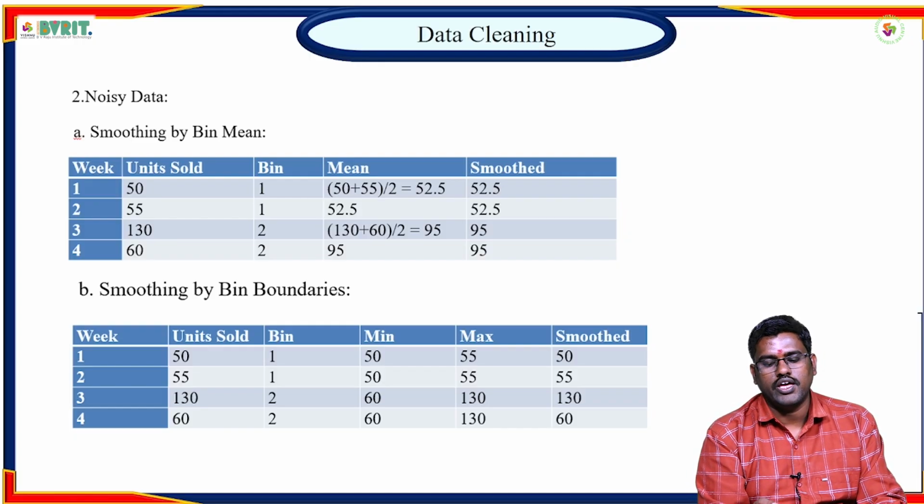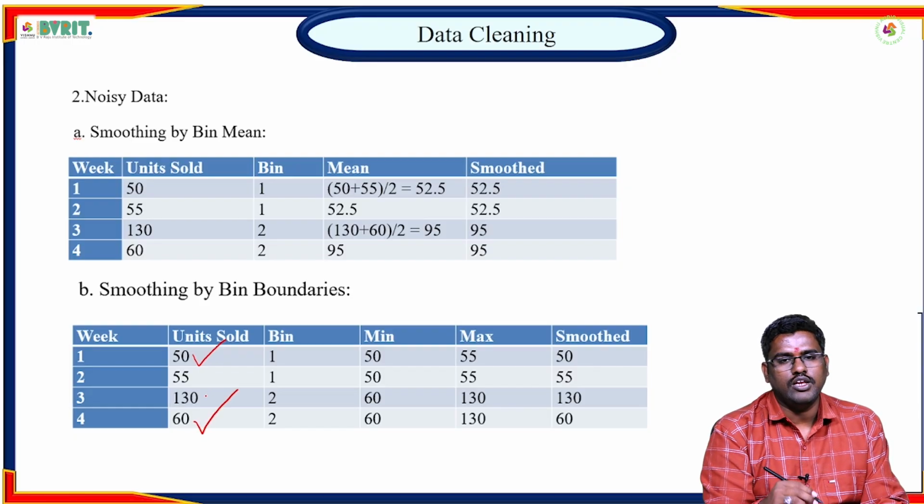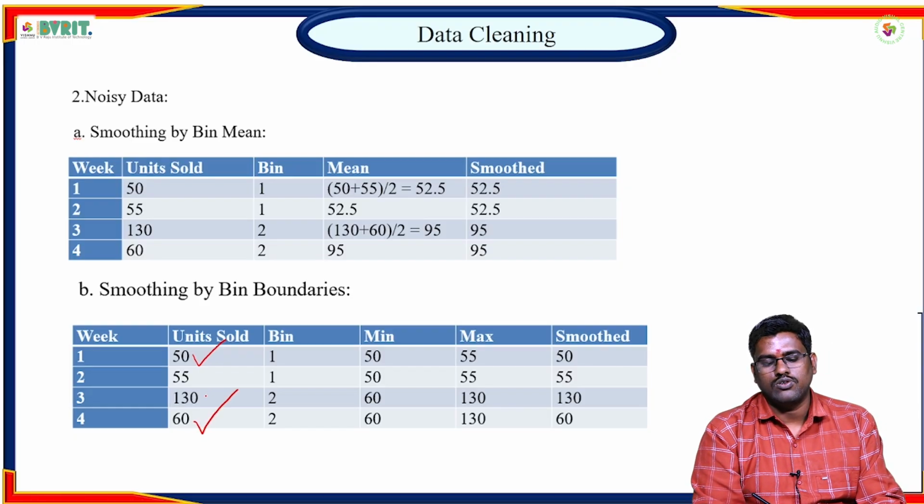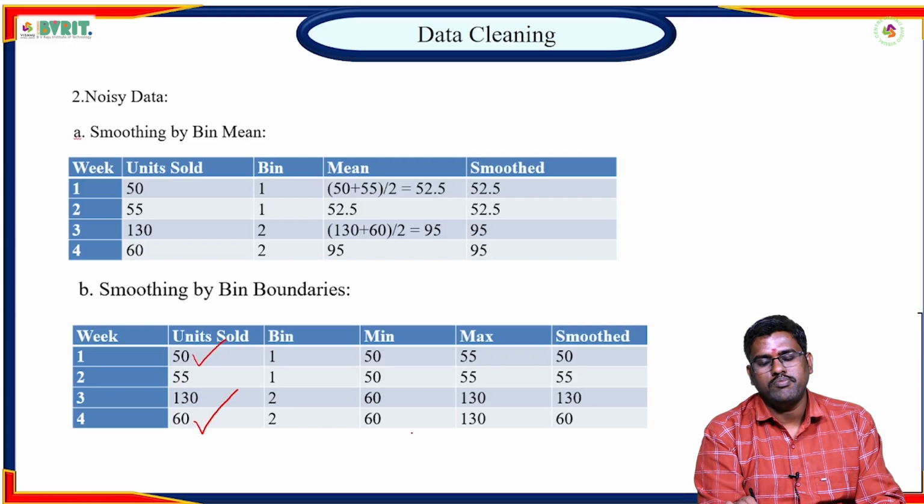When implementing bin boundaries, among all these values the minimum value is 50 and the maximum value is 60. Why? Because this 130 is a noisy value, and we don't want to consider that one. So for all of these, 60 is the maximum value and 50 is the minimum value. That's why we are taking the minimum and maximum values here.